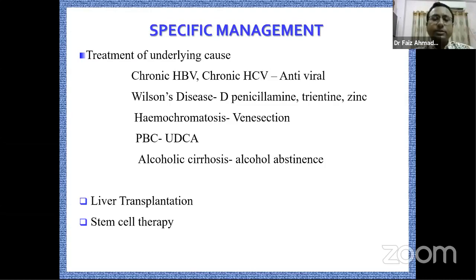But this is still not a recommended treatment. This stem cell therapy is still in investigational therapy.